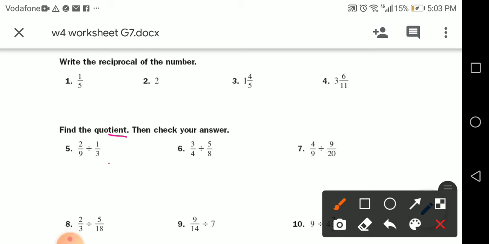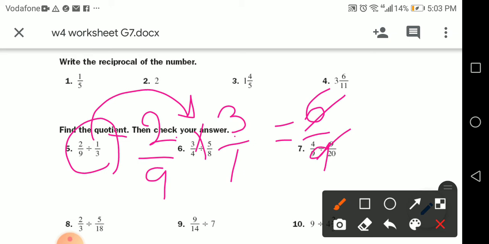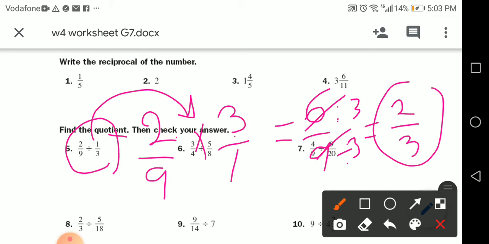I have 2 over 9 divided by 1 over 3. 2 over 9 will be the same. The division, convert it into multiply. 1 over 3 would be 3 over 1. Then multiply easily. 2 times 3 is 6. 9 times 1 is 9. Here divide both the numerator and the denominator by the common factor, 3. Divided by 3, divided by 3. So it will give me 2 over 3. So the answer, or the quotient, is 2/3.